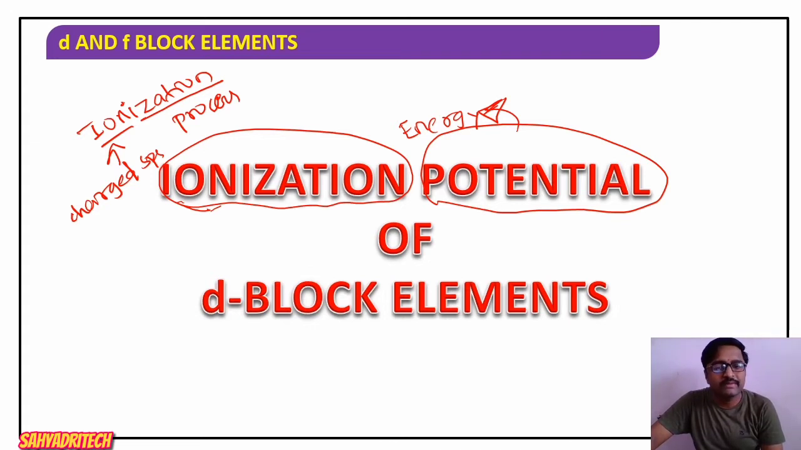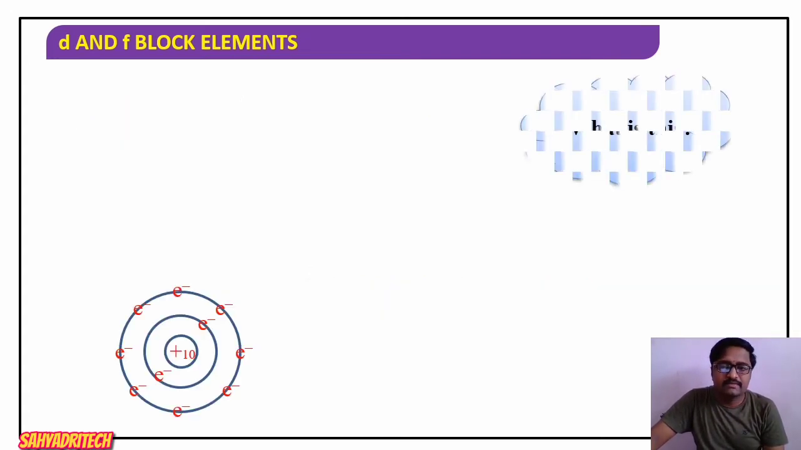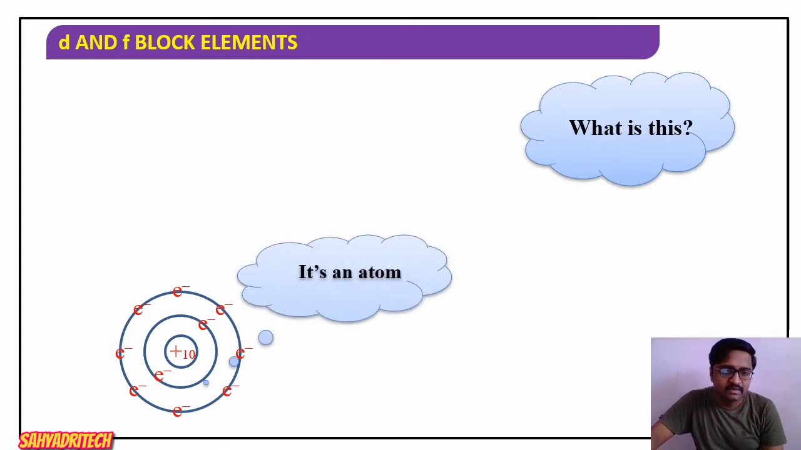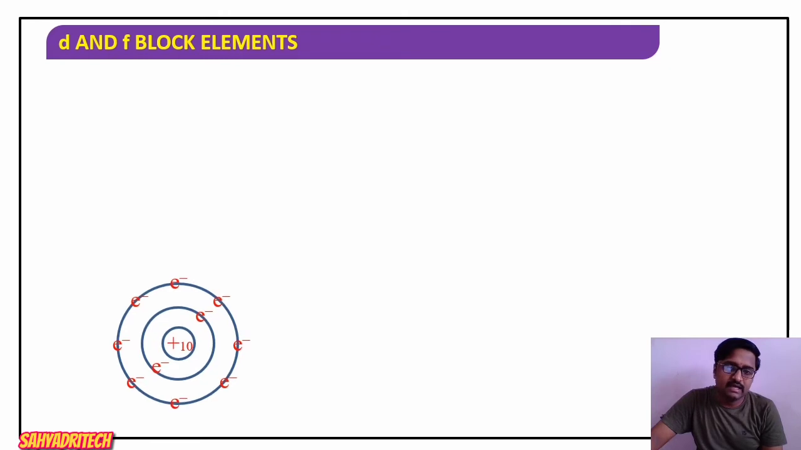Now we are looking for the ionization potential of D block elements. If I consider this diagram, what is it? There will be protons at the center and electrons distributed around, all together constituting an atom. So if we consider this diagram, it is an atom, right? Yes, it is correct, it is an atom.